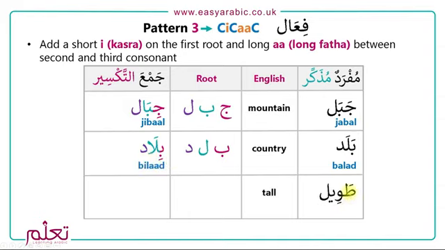Next one, we have tawil. Here we've actually got four root letters, no, the root letters are ta, waw, and lam. The ta will have the kasra, ti, waw will have the fatha, wa, tiwa. Then we put the alif and then we do the lam. So here tiwal, tiwal. So we've got jibal, bilad, tiwal. That's pattern number 3.